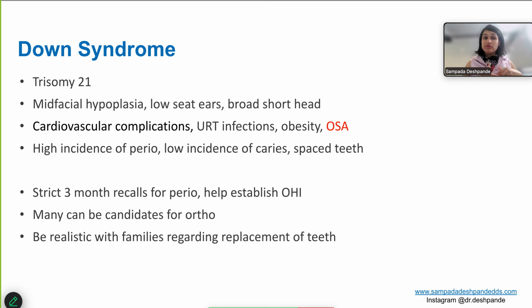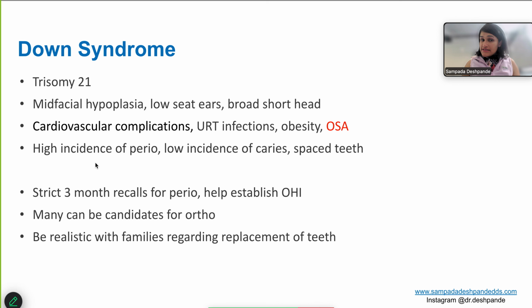If you were to take them to the operating room or to do sedation, you would have to include the cardiologist in your communication. Some patients unfortunately have a high risk of developing obstructive sleep apnea. This is another consideration if you're seeing patients for sedation as well as in the operating room. And a lot of patients with Down syndrome, unfortunately, will be in the overweight to obese category, again making them difficult for sedation and operating room procedures.